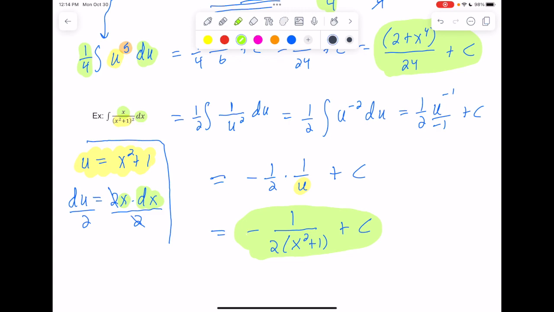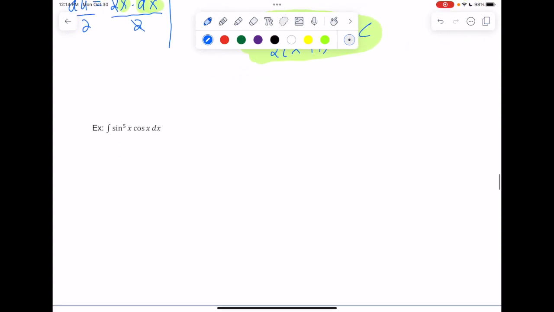Just a quick mention, in order to check it, you could use the quotient rule, but what would be better is to bring the x squared plus 1 up to the numerator as an x to the -1 power, so you could apply the chain rule right away. All right, let's go ahead and look at another one.